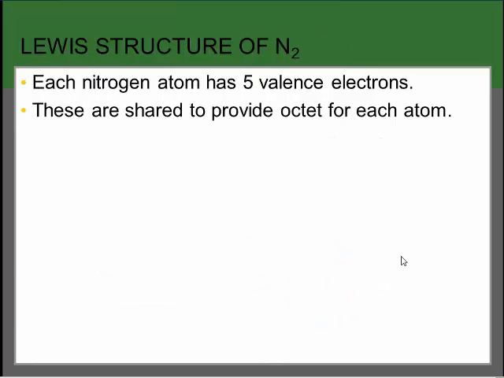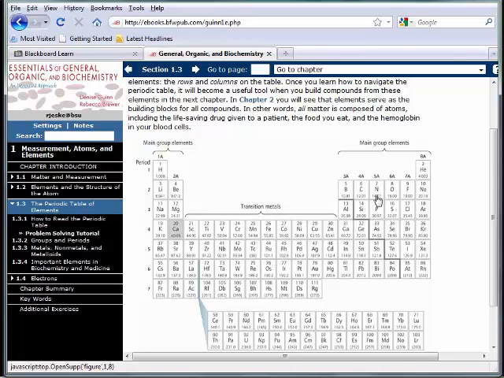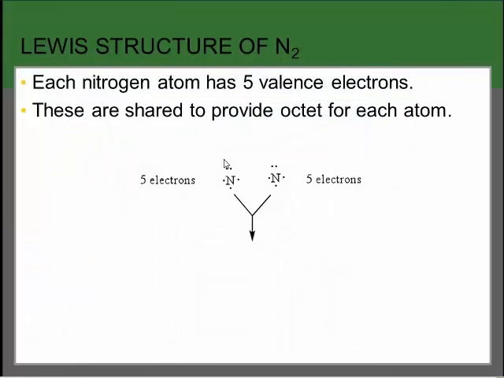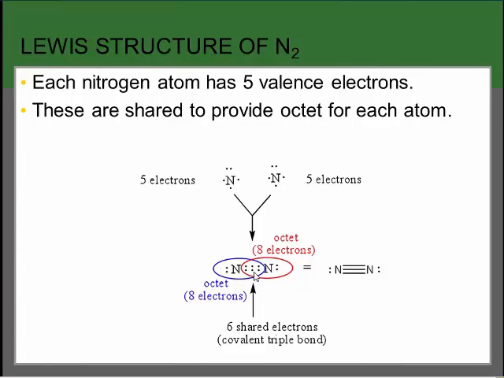If we look at the Lewis structure of N2, each nitrogen atom starts with 5 valence electrons based on its location on the periodic table. Right here, group number 5A, it has 5 valence electrons. So they start with 5 valence electrons. We need 3 more to have a full octet on each nitrogen. So if each nitrogen shares 3 of its electrons with the other nitrogen, we can provide full octets for both nitrogens. That results in a triple bond.